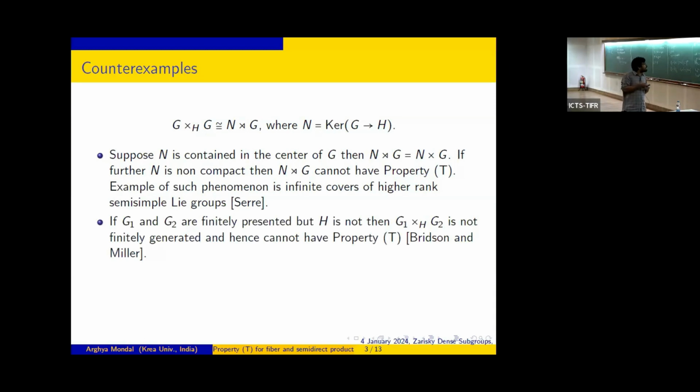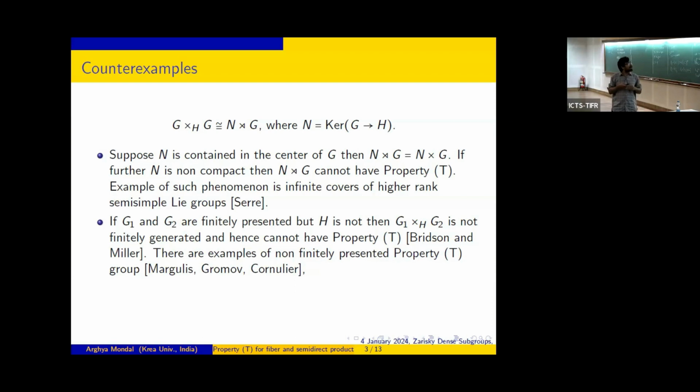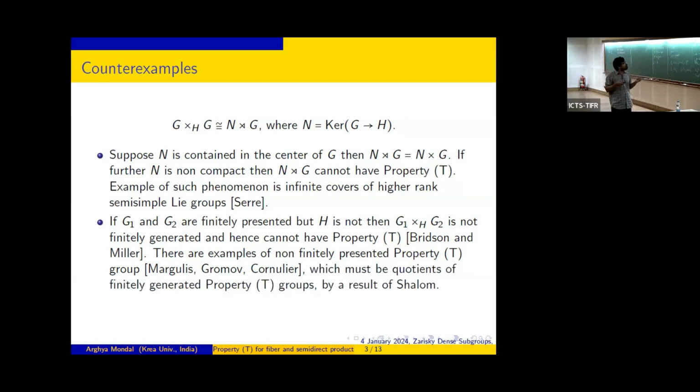Another observation is that suppose the groups G1 and G2 are finitely presented, but the group H is not finitely presented. In that case, the fiber product is not finitely generated. This is a result by Bridson and Miller, and therefore it cannot have property T. There are many examples of non-finitely presented property T groups given by Margulis, Gromov, Cornulier. And we know that all of these groups must be quotients of some finitely generated group. This is a celebrated result of Shalom. So here also you will find many examples.